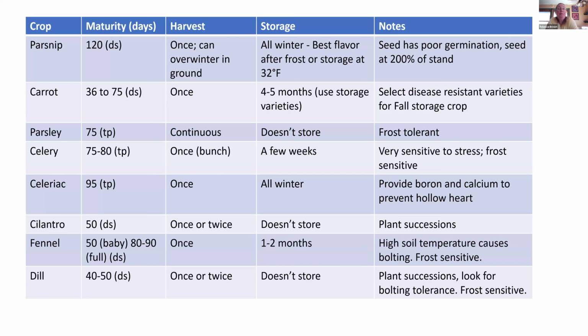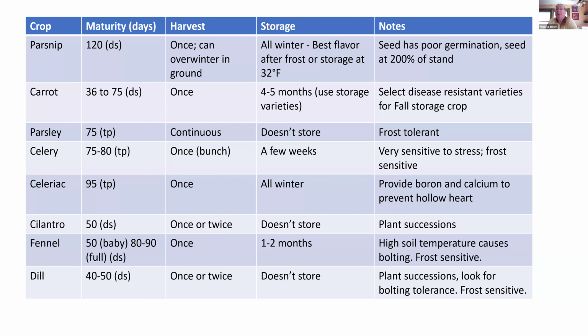Cilantro is only 50 days from direct seed, and you want to plant successions because cilantro will bolt very readily. Fennel is 50 to 90 days. It'll store for 1 to 2 months, and high soil temperature causes bolting. So the fall crop is often best transplanted. It is also frost sensitive. Dill is like cilantro, but it is more frost sensitive.